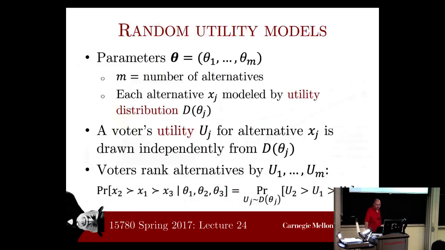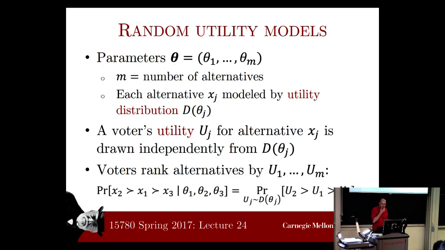Okay, so I want to use the last 14 minutes to just tell you about a couple of other related models, just on a high level, what the model is. So on a very high level, the two models that I want to tell you about are both under this framework of random utility models. So it's a different way of generating rankings compared to the Mallows model.